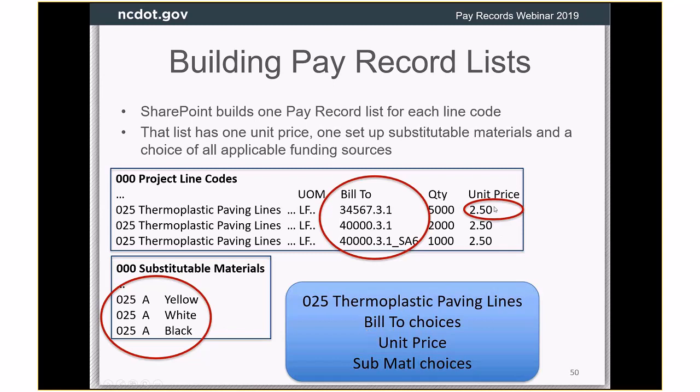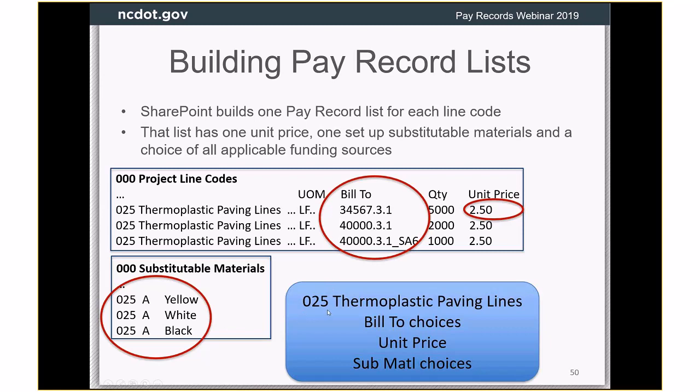We're going to take the first unit price that we find, and that is going to be the unit price. And then we're going to take the substitutable materials that are associated with line code 25. So everything we have is tied together on the SharePoint side by this line code 25.